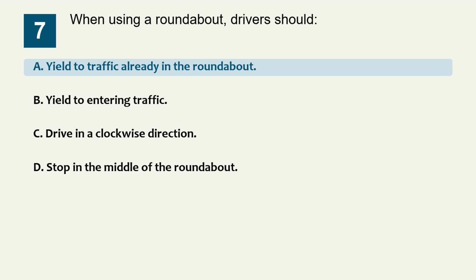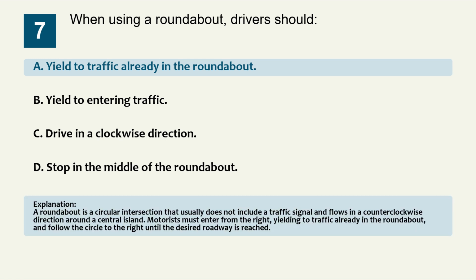The correct answer is option A. Yield to traffic already in the roundabout. Explanation. A roundabout is a circular intersection that usually does not include a traffic signal and flows in a counterclockwise direction around the central island. Motorists must enter from the right, yielding to traffic already in the roundabout, and follow the circle to the right until the desired roadway is reached.